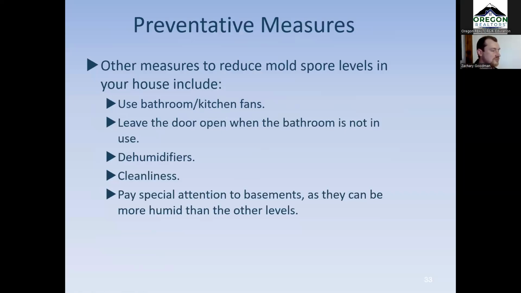Preventative measures, really general cleanliness, using fans, dehumidifiers, all really good ways to reduce mold growth in a property. You're getting ready to sell a house and you think there's a musky odor in the basement, get some dehumidifiers down there, get the windows open, get some good airflow going. That very well might address a lot of the issues of odor, and there might not be any mold actually down there.